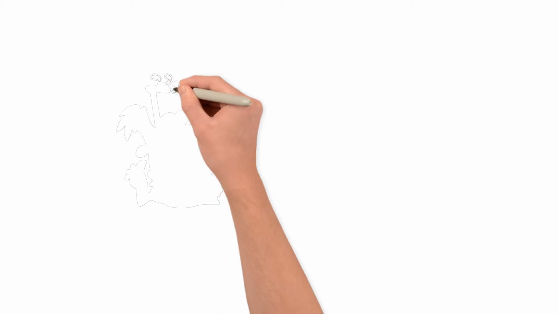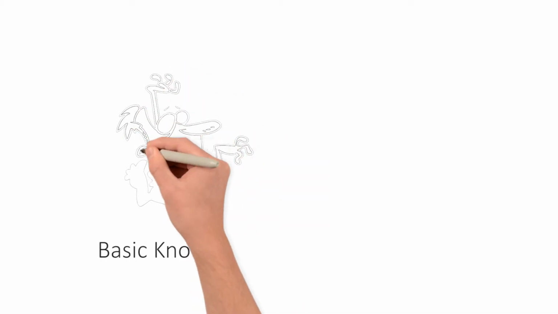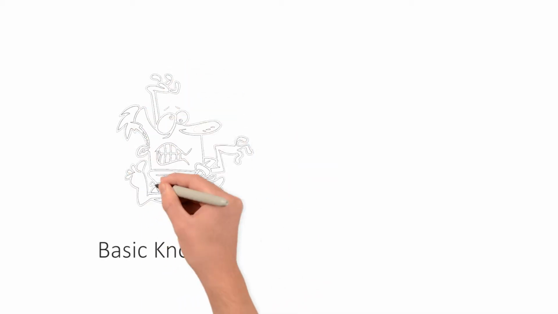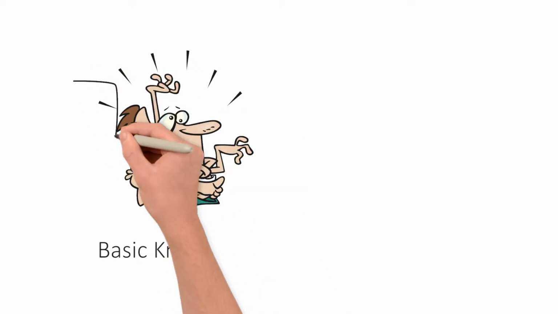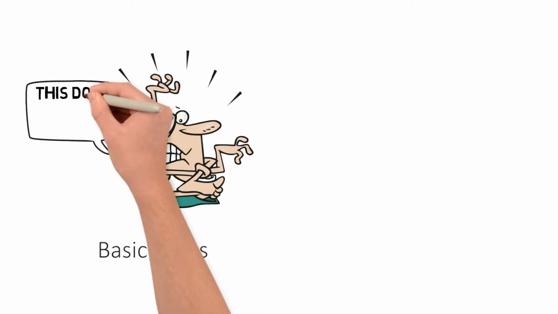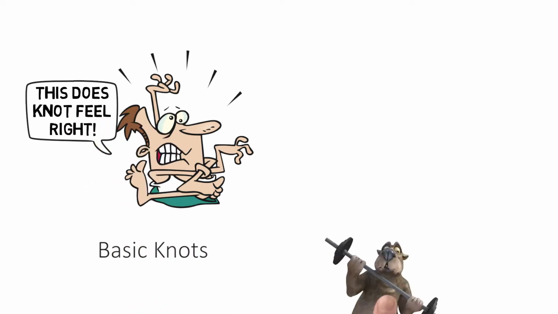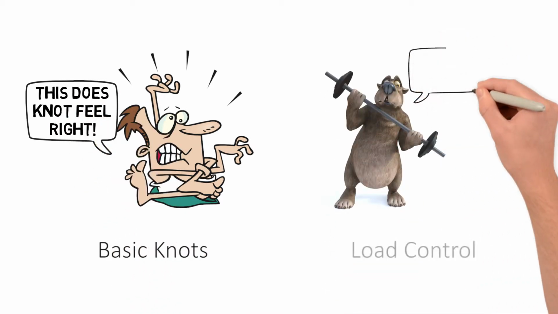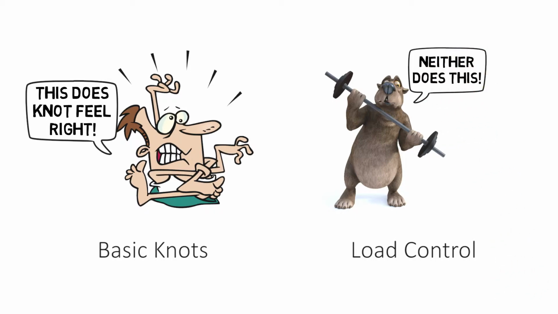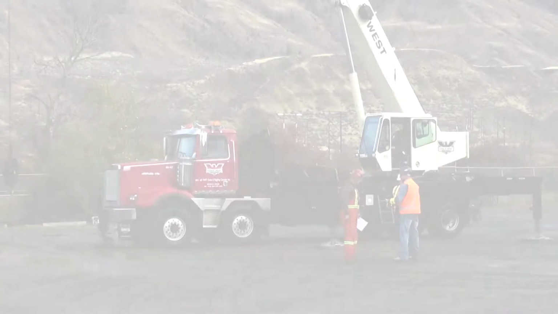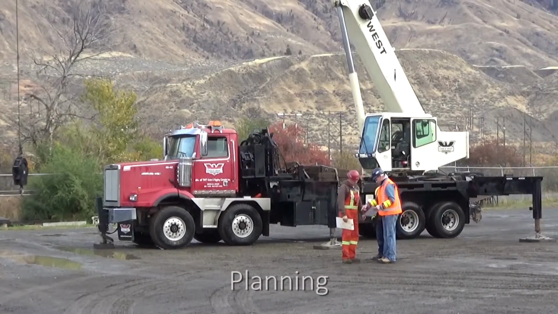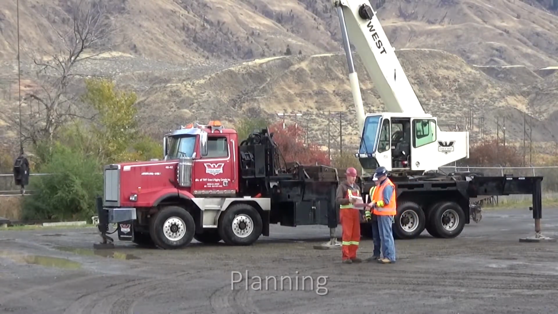You will see how to tie basic knots, and why you should forget you ever heard the old saying that if you don't know how to tie knots, tie lots. This adage does not work when rigging for hoisting operations. No pun intended. We'll also discuss the importance of load control in protecting workers from injury and preventing damage to equipment. First and foremost in the elimination of workplace incidents is planning.